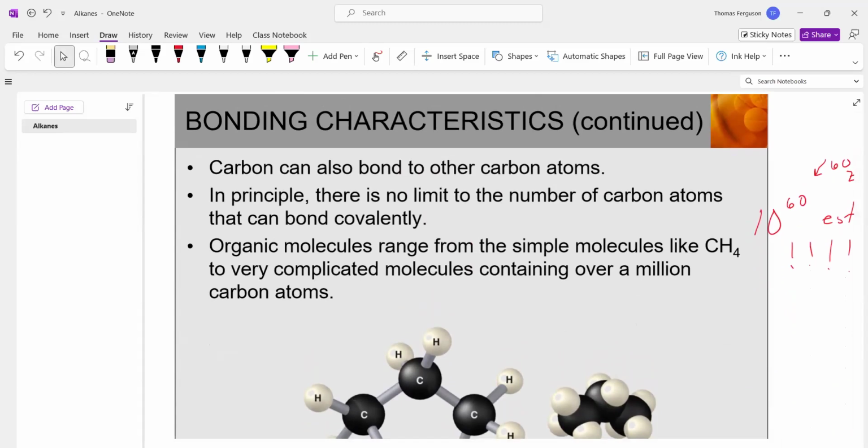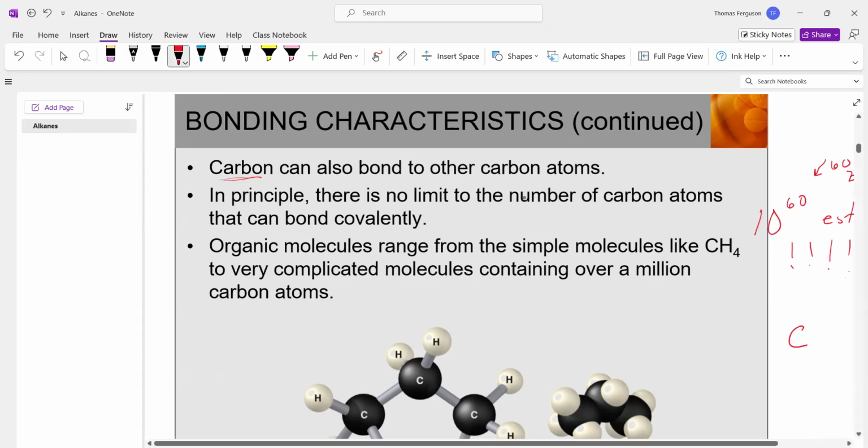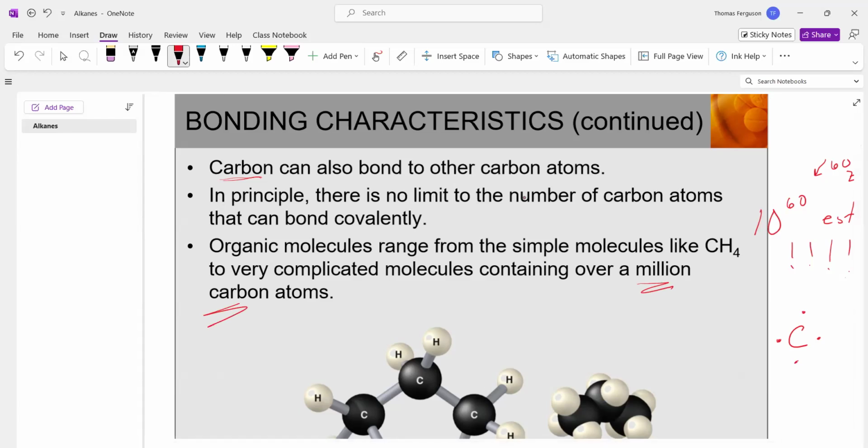Carbon has got 4 single valence electrons. And because of that, it can bond in a whole bunch of different ways. That's where you can get these. One molecule can be over 1 million carbon atoms long. It's just so adaptable to different bonding configurations. It's amazing.